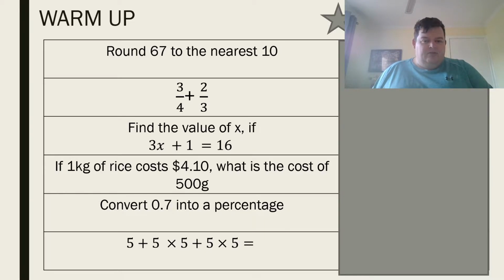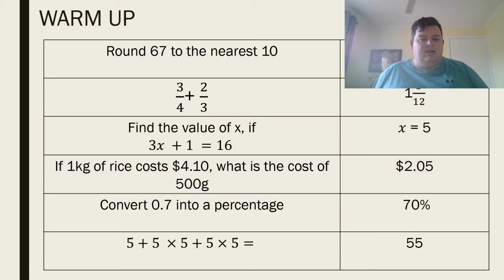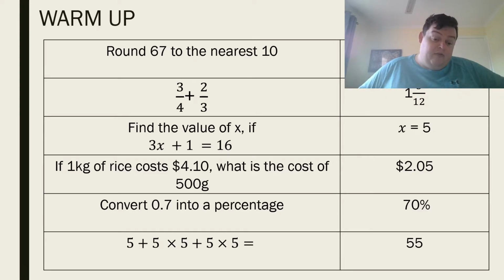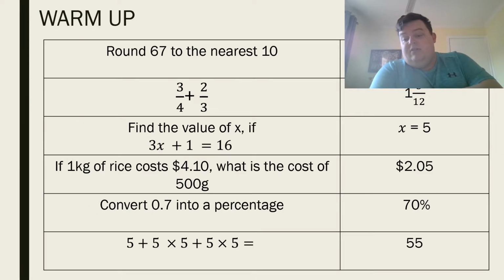If a bag of rice costs $4.10, what would the cost of 500 grams be? Well, it would be half of that, which is $2.05. Convert 0.7 into a percentage, you just times by 100. And 5 plus 5 times 5 plus 5 times 5. If you do BODMAS, you do 5 times 5 and 5 times 5, which are both 25. 5 plus 25 plus 25 is 55. Okay. So if you got all those, give yourself a pat on the back. Well done.